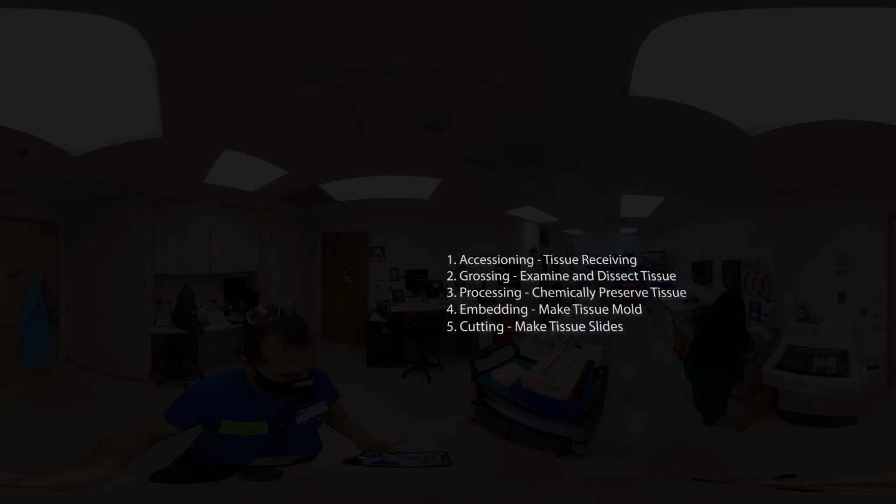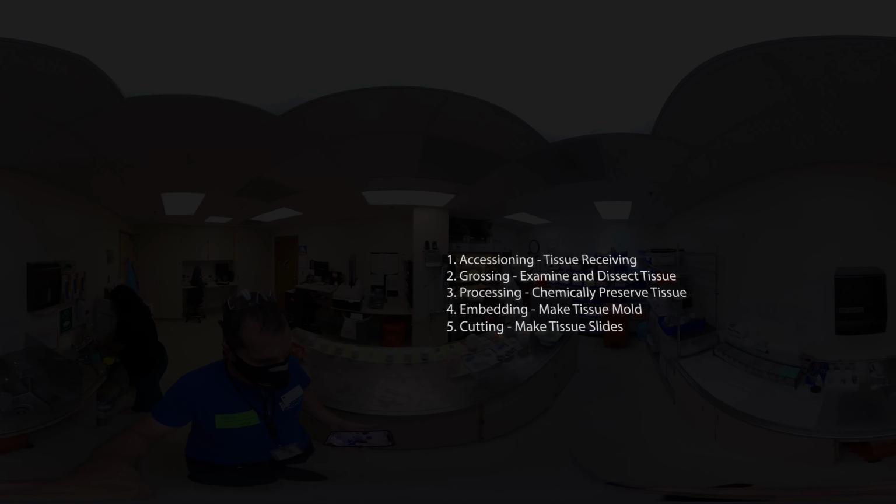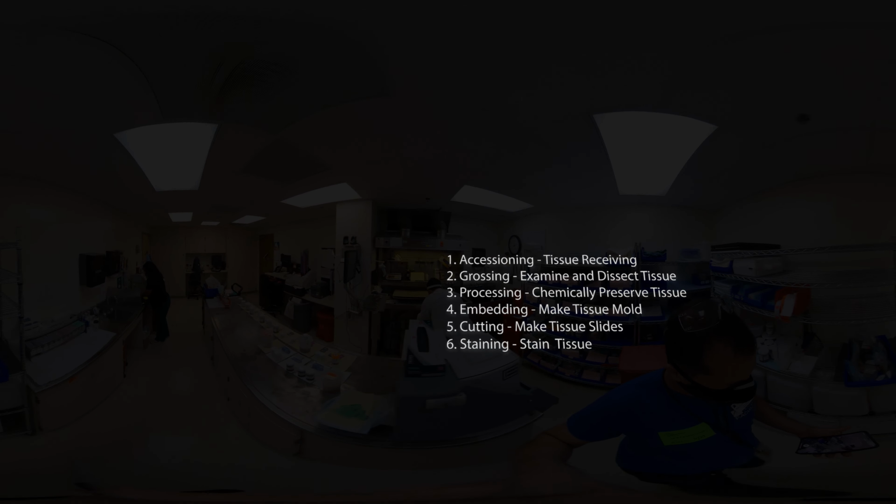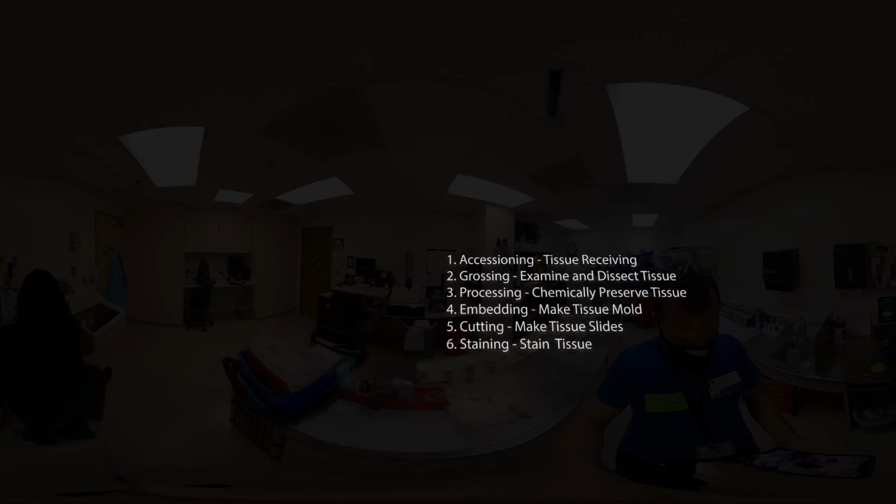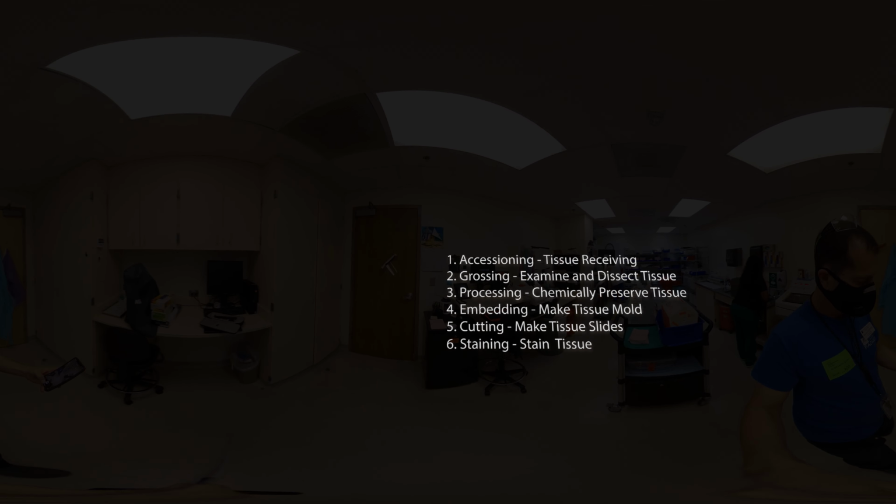Hot tissue is solidified by chilling it in a mold. Number 5 is cutting. Tissue is thinly cut and placed on glass slides. And number 6 is staining. Glass slides containing tissue are stained and cover slipped, after which they are given to the pathologist for review. Now that we're done with the short review, let's go a little deeper into what happens in the histology lab.